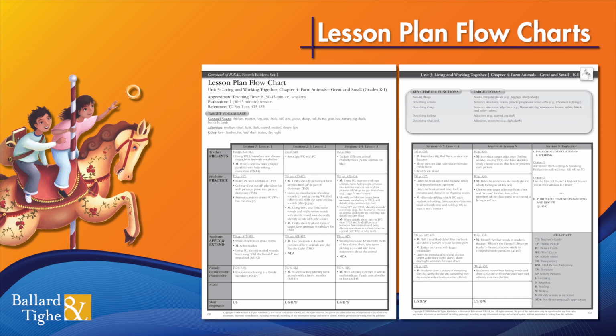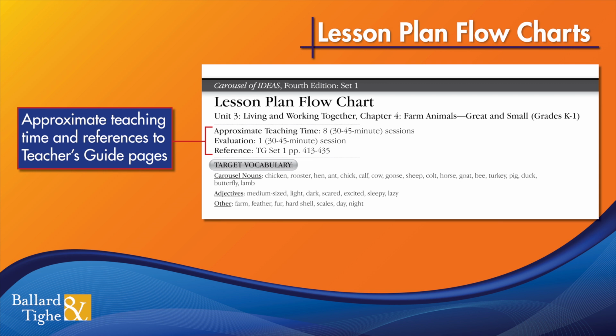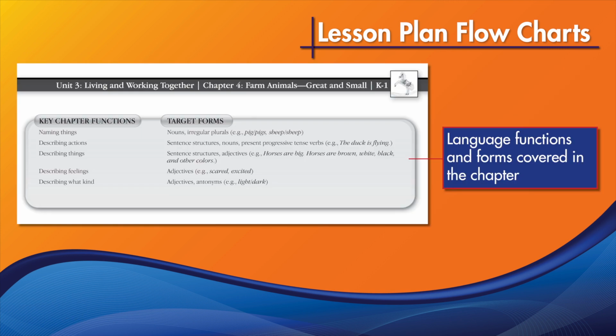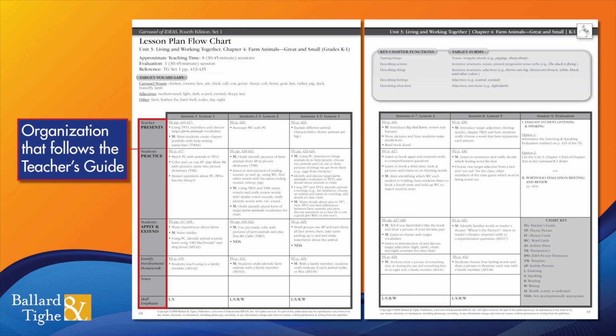If you have a copy of the book, turn to page 5 in the introduction. Look at the top left corner. Each chart includes the approximate teaching time for the chapter and page references to the Teacher's Guide for that same chapter, followed by the target vocabulary from nouns to other parts of speech. At the top of the right page are the key functions and forms being emphasized in the chapter. Looking at the sessions and lessons horizontally, you can see how the chapter emerges over time.